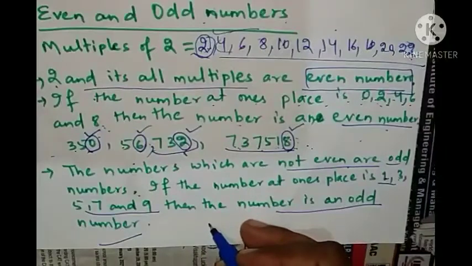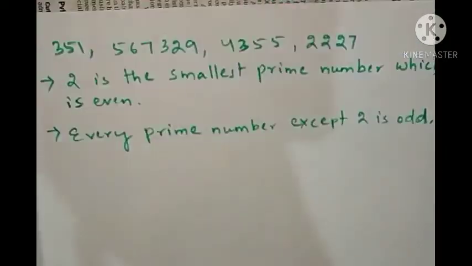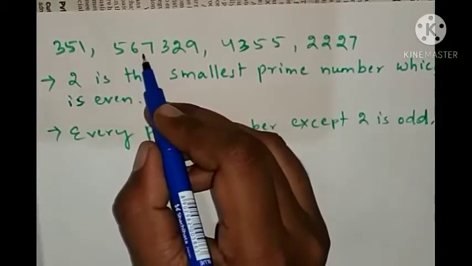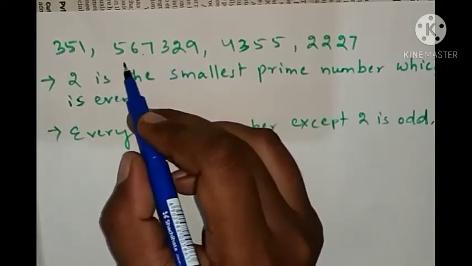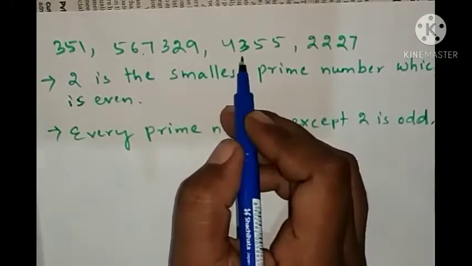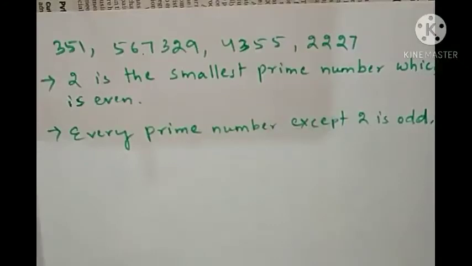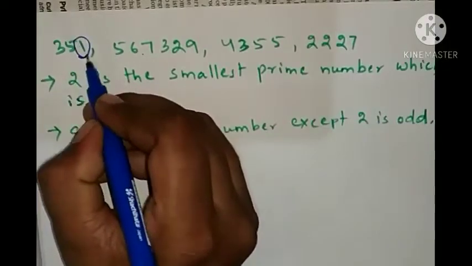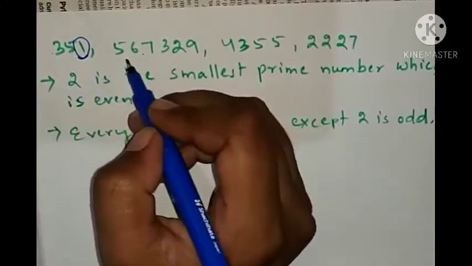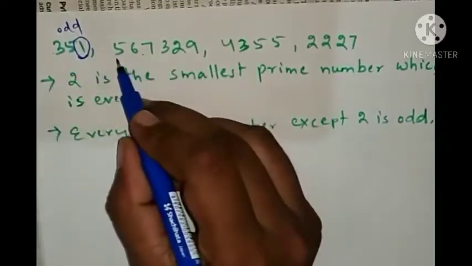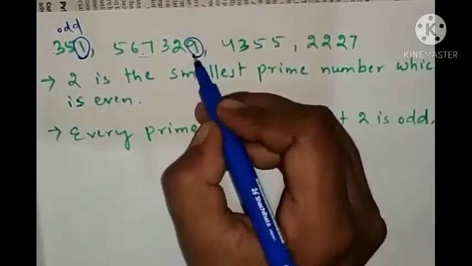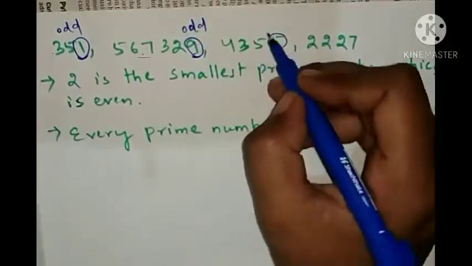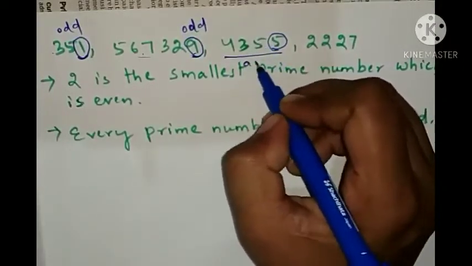So let's find out which one is an odd number. Look here, some numbers are given: 351, 5,67,329, 4,355, and 2,227. Here in one's place you are finding 1. That's why 351 is an odd number. Next, here in one's place is 9. That's why it is an odd number. Next, 5 is in one's place. That's why 4,355 is an odd number.